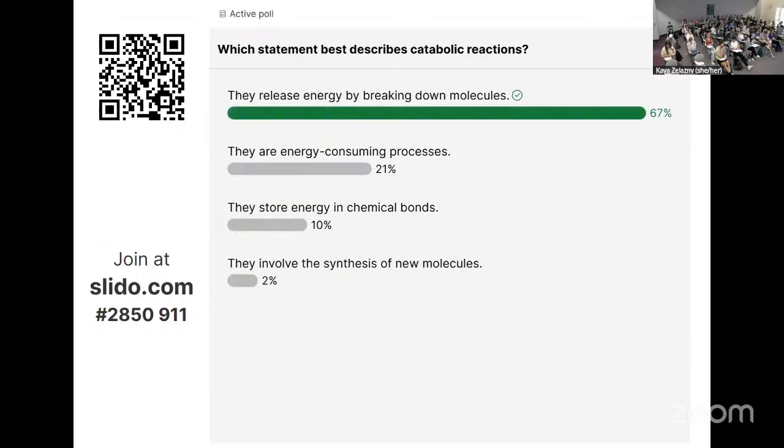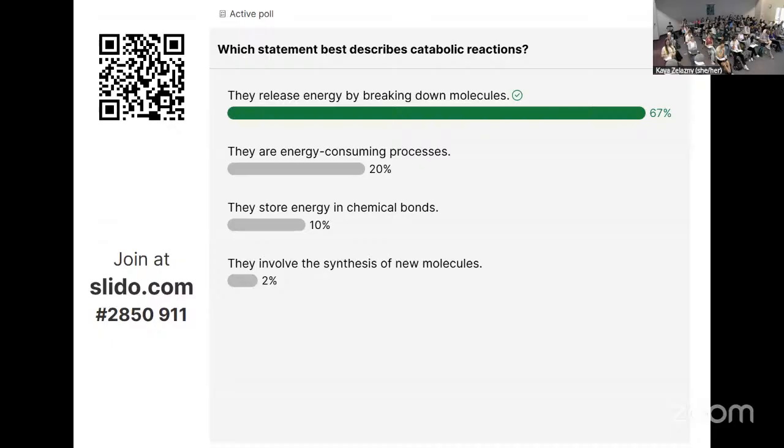Cool. Yeah, so catabolic reactions release energy by breaking down a molecule. So when we say that we break a covalent bond and release that energy, that's catabolic. The reverse of this would be anabolic. So anabolic reactions build up molecules.